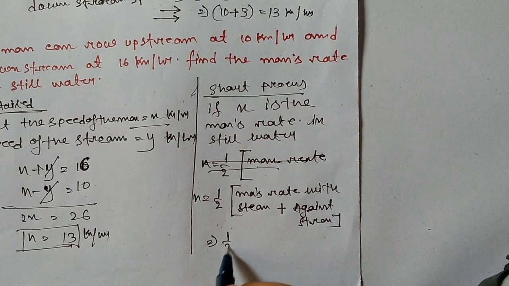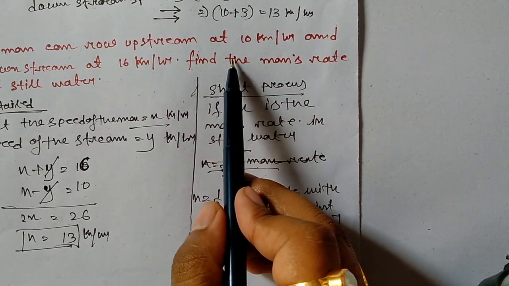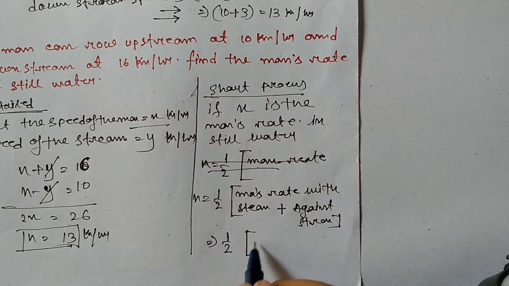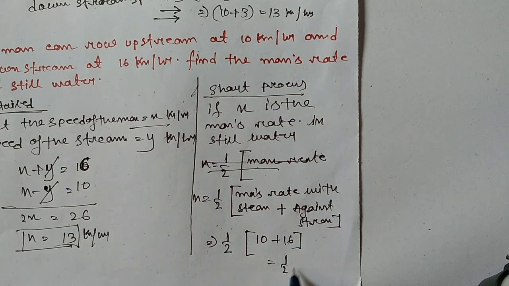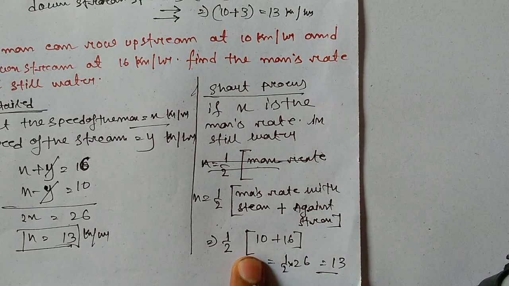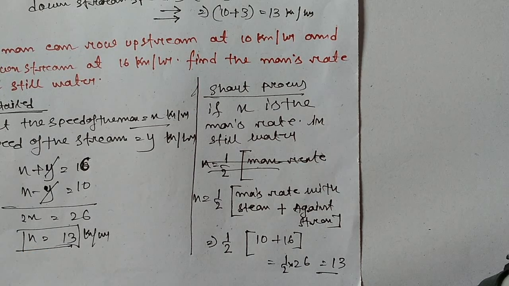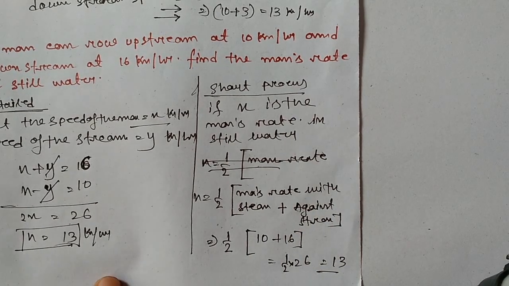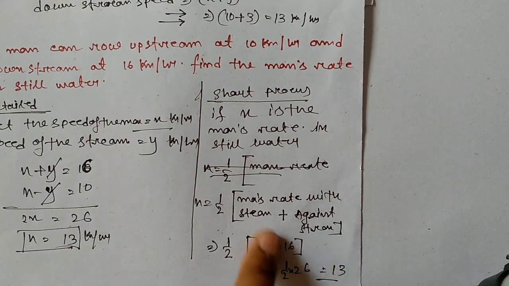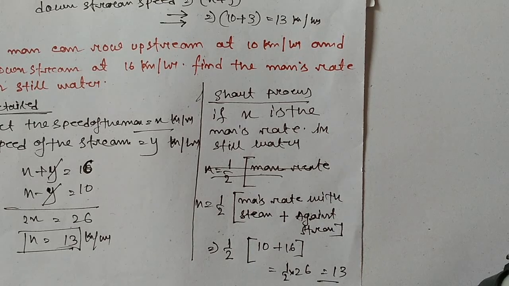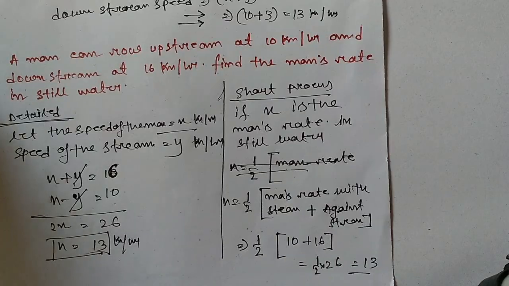So it gives us half of the man's rate with stream, that is 16, and against stream is 10, which means half of 26, that is 13. It also comes to 13. So this is the short process and that was the long process. The formula is x is equal to half of the man's rate with the stream plus the man's rate against the stream. If we add them and divide by 2, we get the answer. Okay, just look at it carefully.